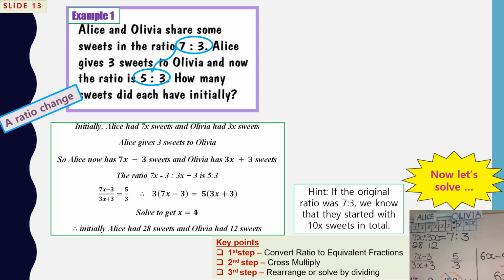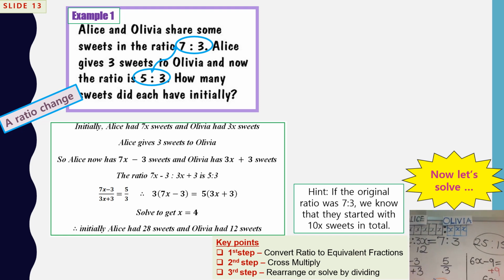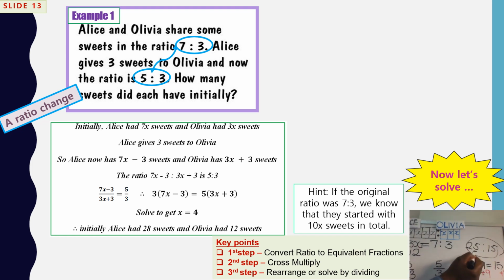You can always check your answer, because if Alice gave Olivia 3 sweets, Alice will be left with 28 minus 3, which is 25, and then Olivia would have 12 plus 3, 15. If you simplify 25 is to 15, you will obviously get 5 is to 3, which confirms that we are on the right track. Hope this has been helpful.